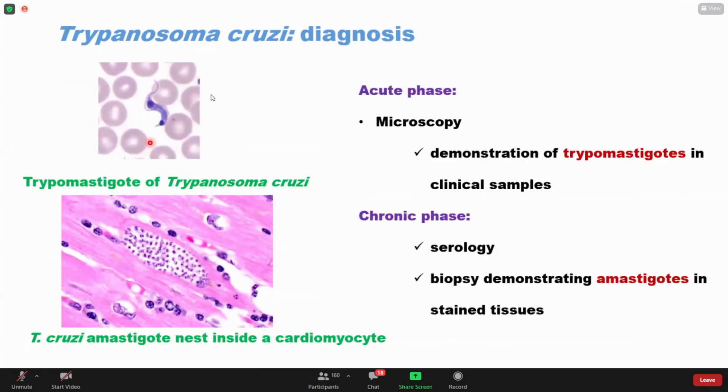So how can you make a diagnosis? In the acute phase, getting the blood sample can help. We can see the trypomastigote in blood before it invades cells and becomes the amastigotes. If you get the patient in the chronic phase, serology may help, or you collect a biopsy and we look out for the amastigotes in tissue cells, okay?